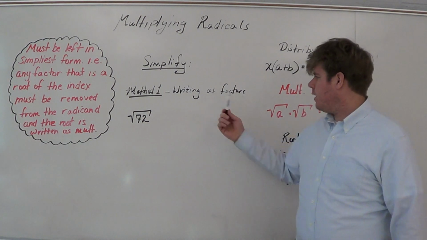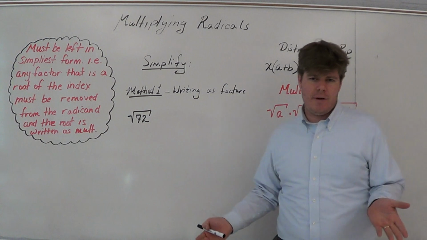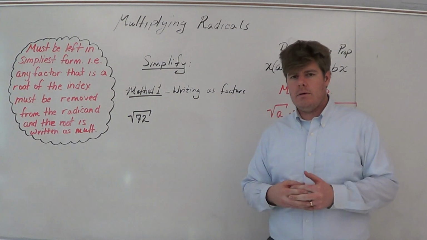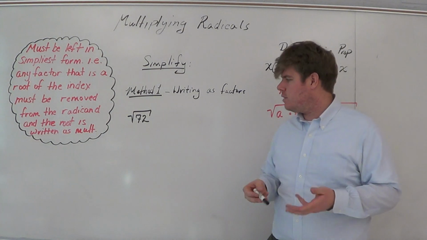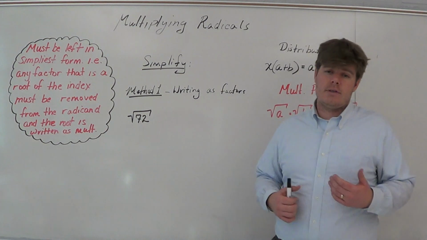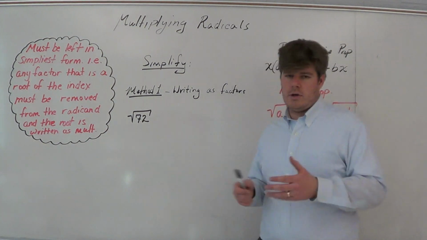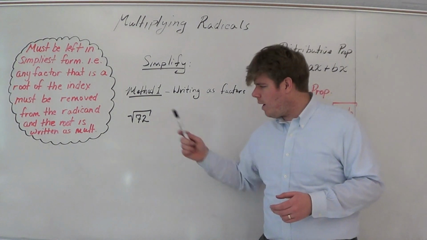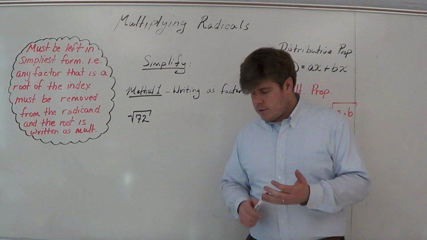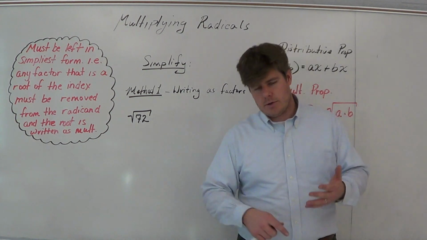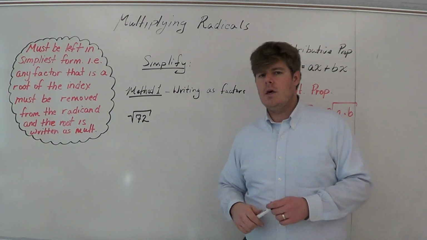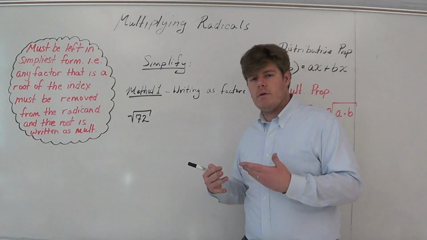Method one is just writing it as factors, and that's usually what I'm a fan of. I just like to see what square number goes into 72. Are there any square numbers that are factors of 72? And if so, then that's the one I'm going to write it as a factor of. So I can take a look at this one in particular and go, okay, what square numbers go into 72? And your square numbers are 1, 4, 9, 16, 25, ... So what I'm going to check here is which one of those go into it.